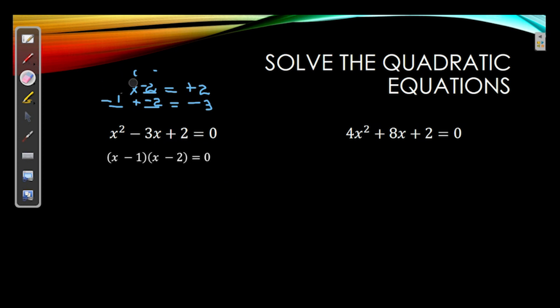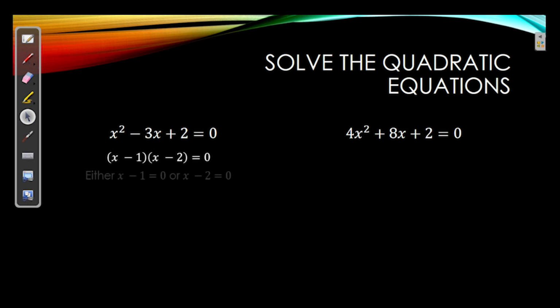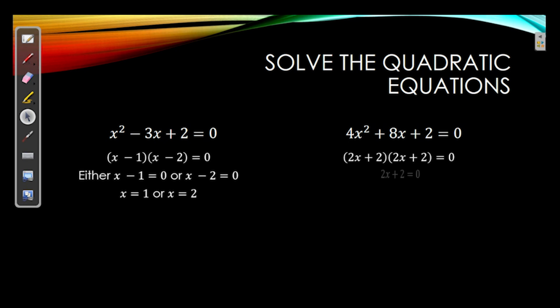And what do we do from here? So if you can recall correctly, we're going to consider when each of these binomial factors is equal to 0. Alright, so now we consider when each of them is equal to 0. And from there, we'll be able to solve for x, and we'll get that x is equal to 1 or x is equal to 2.